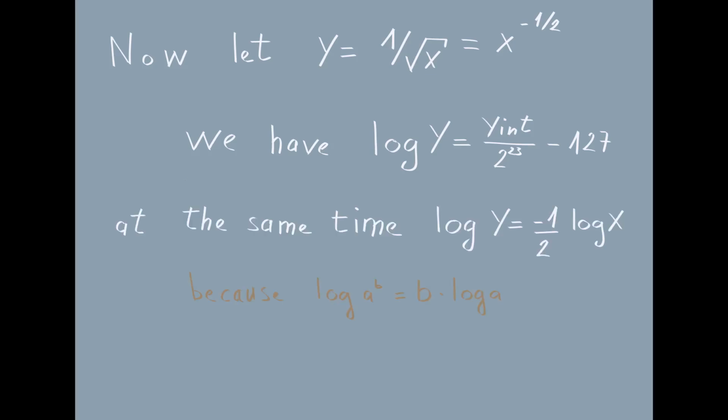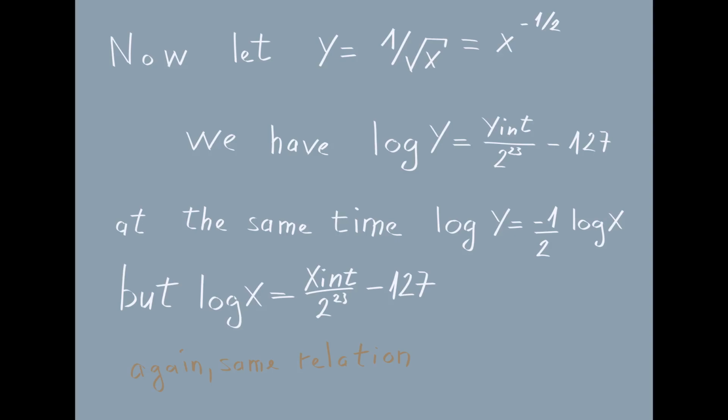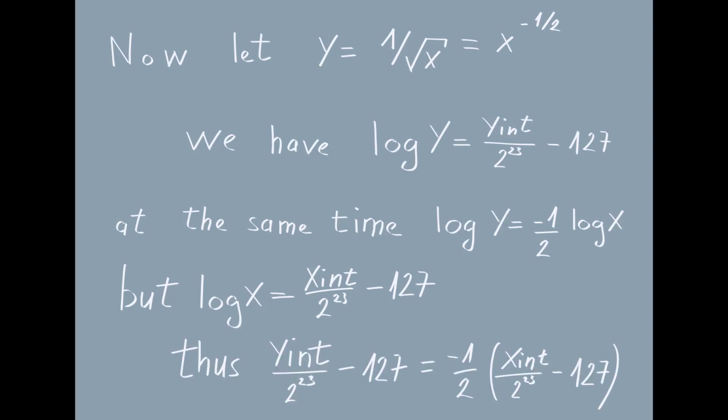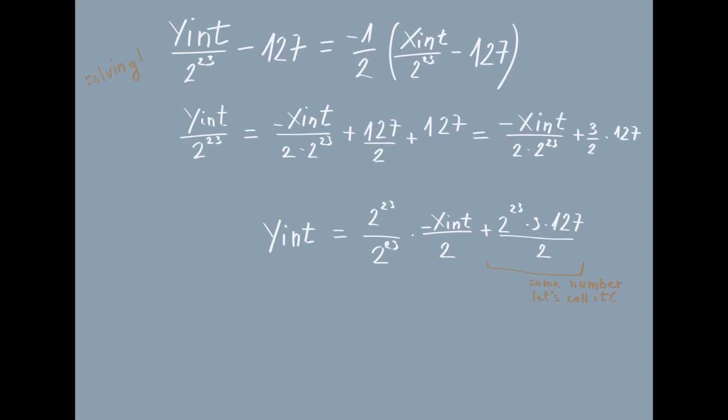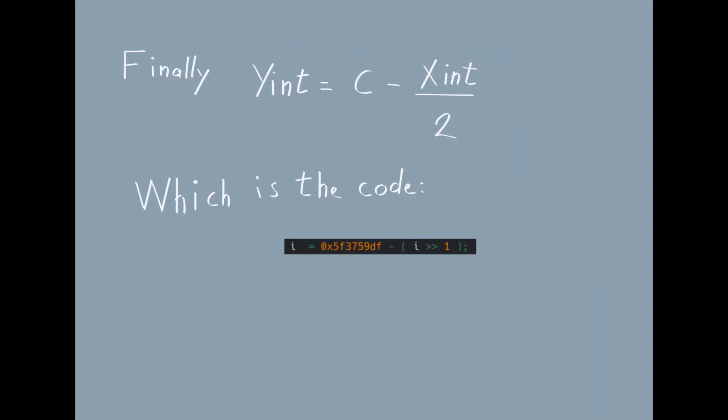But logs have interesting properties. The log of the inverse square root of x is minus 1/2 times the log of x, which we can also write as its int representation, and thus we can create an equation that links the int representation of y to the int representation of x. Let's solve that. First perform the multiplication and move the 127 to the right. The half 127 and the full 127 combine into 3 halves of 127. Then we multiply everything by 2 to the 23rd power. We obtain that y int is minus x int over 2 plus some complicated constant number. Let's call it c.